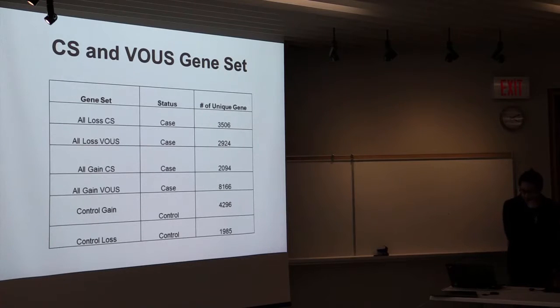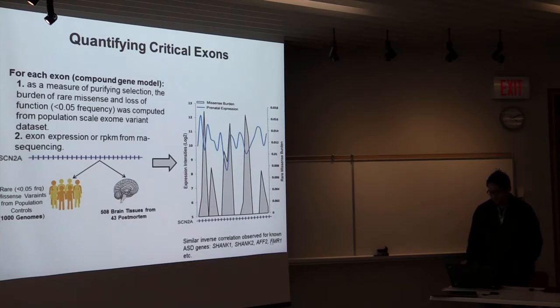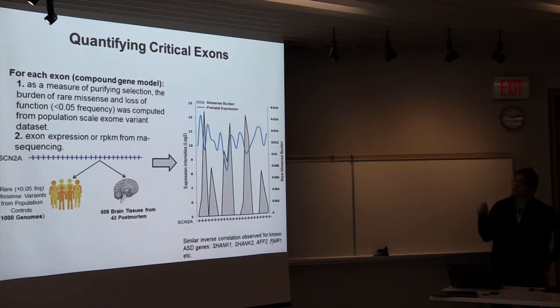In terms of number of genes in the variants of clinically significant and VUS, you can see the numbers of genes are in thousands. So it's really tough to know which are the genes. The critical exon analysis that we initially used, the definition of critical exon is: if an exon has a low mutation burden in the population, but it has a high expression in the brain, then that exon is conserved for functional relevance in that tissue. So this is what we call critical exon.